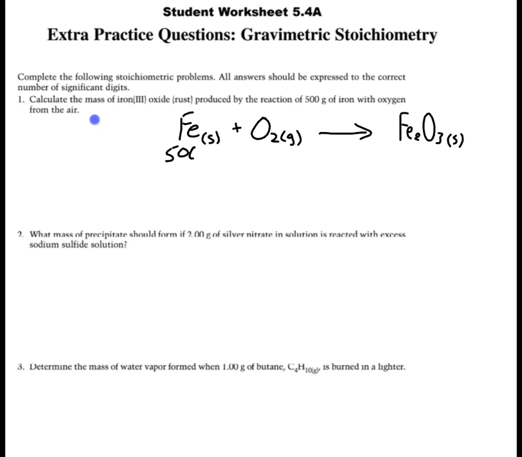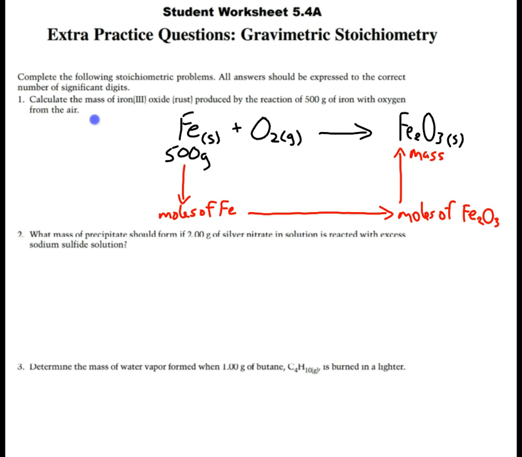So what I would do is under each chemical formula, I write the information that I know. So 500 grams is a mass, so we're going to convert that mass into moles of iron. We're going to convert that into moles of Fe2O3, iron(III) oxide, and we're going to convert that back into a mass of Fe2O3.